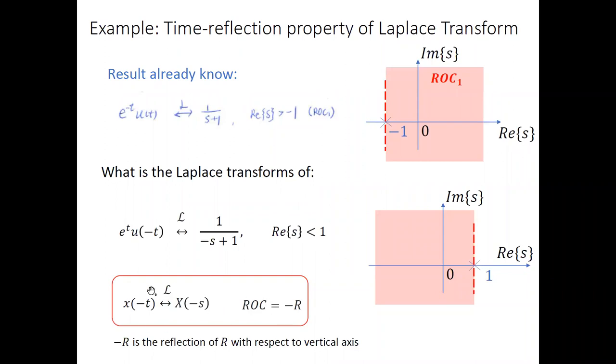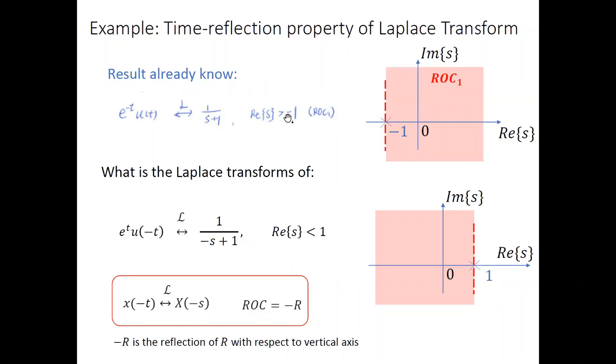Applying this special case of time scaling property, this time reflection property, when this signal is the time reflection of the signal above, we just change s to minus s. And the region of convergence is minus R. So R is the region of convergence for the original signal. In our case, R is the ROC1. Then the region of convergence for the signal below should be minus ROC1.